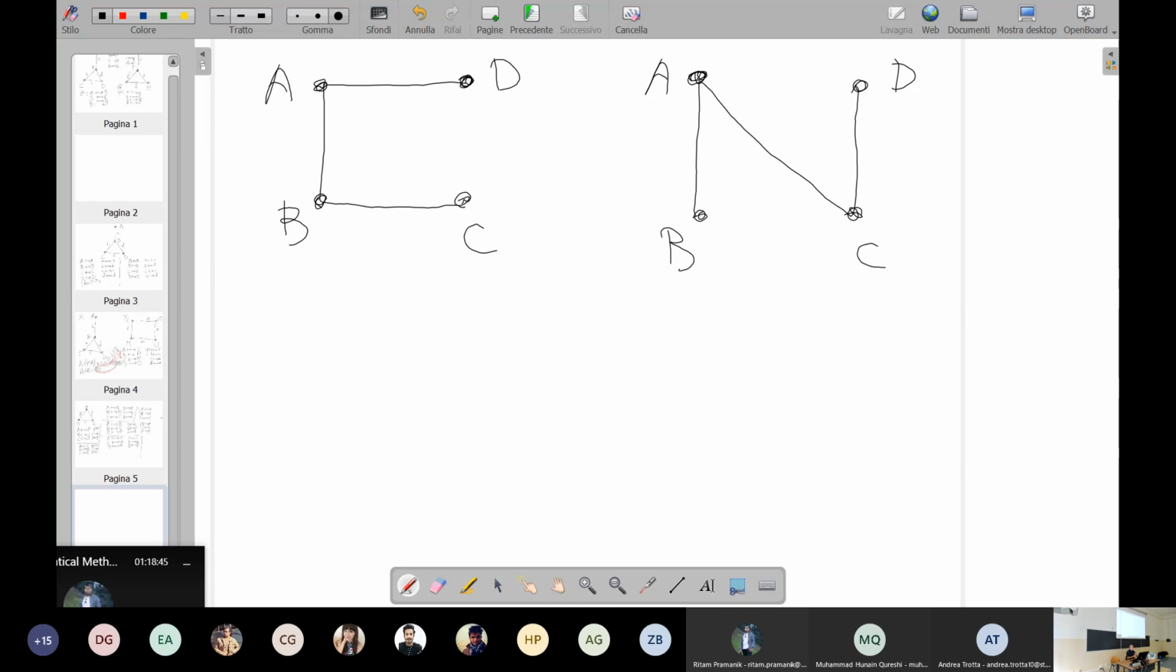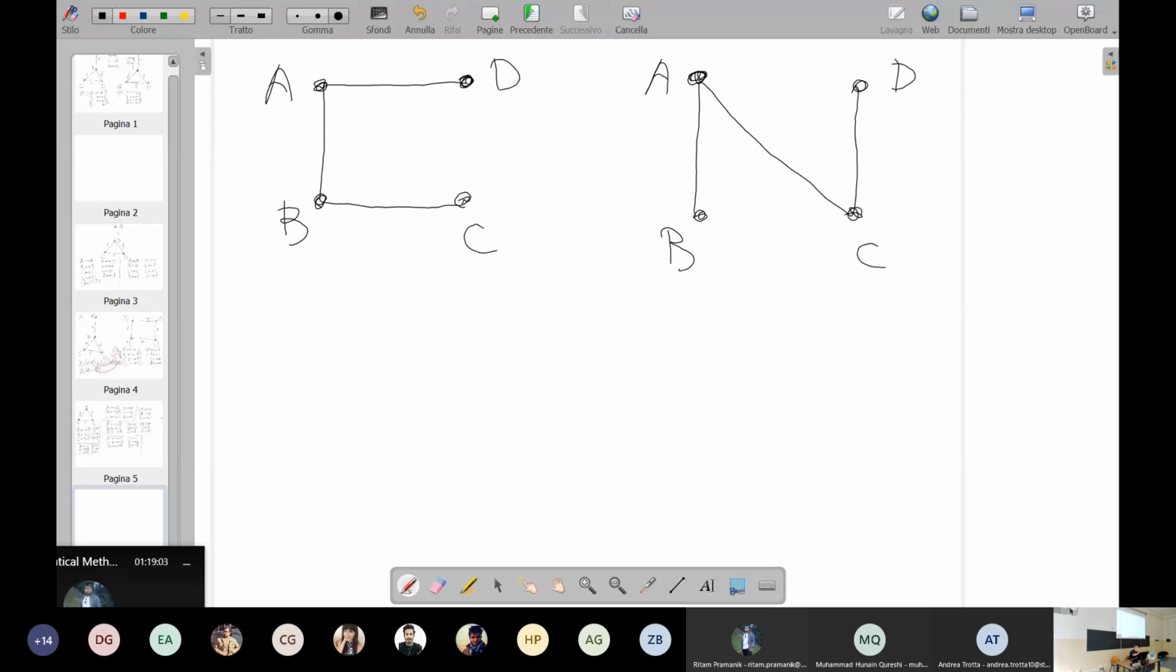Okay. Look at these 2 graphs. At first sight, they might look very different. Still, they are isomorphic. Can we find an isomorphism here?